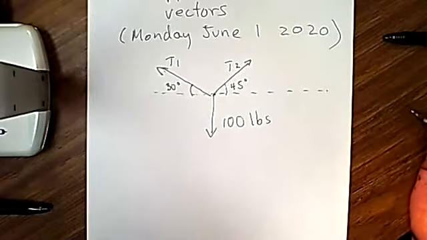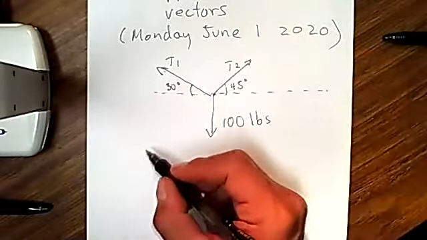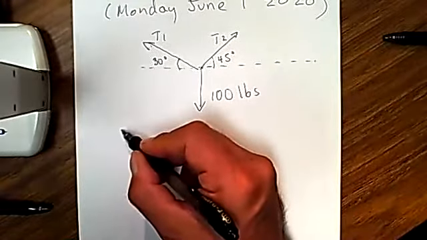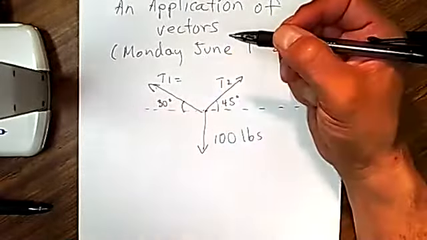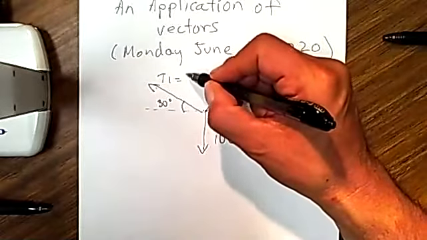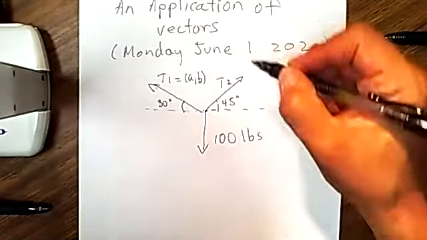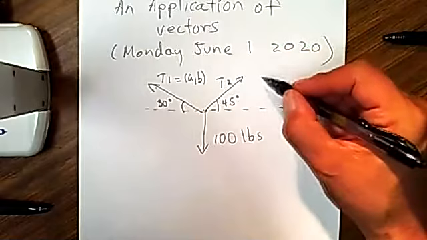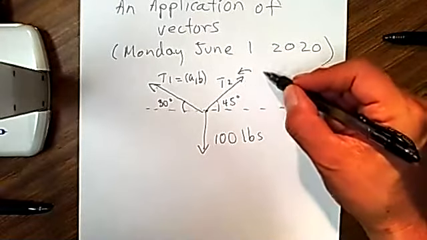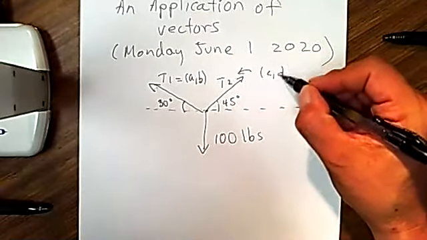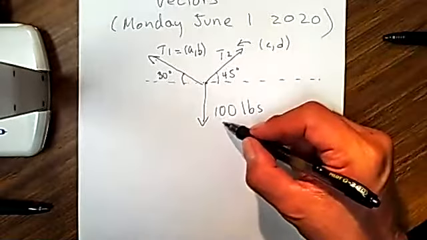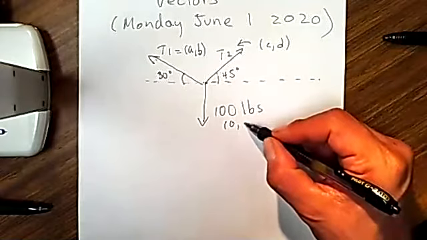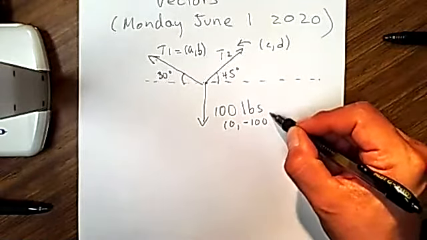Anyway, so let's assume that T1 has coordinates. So T1 is a vector, and it has coordinates A, comma, B, two-dimensional. T2, we're going to assume it has coordinates C, D. And of course, this other vector that goes down will have coordinates 0, comma, negative 100.